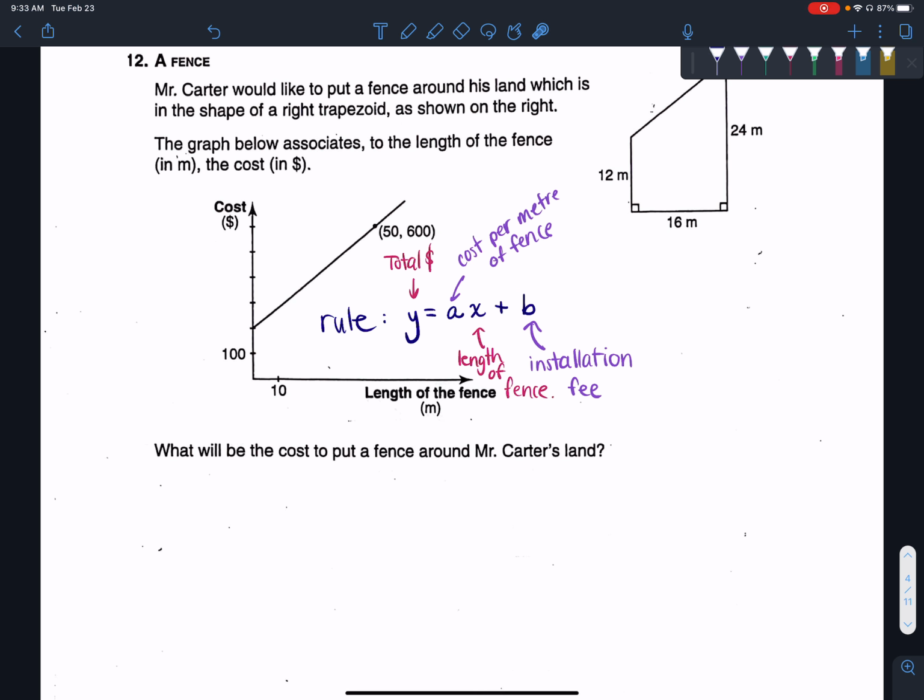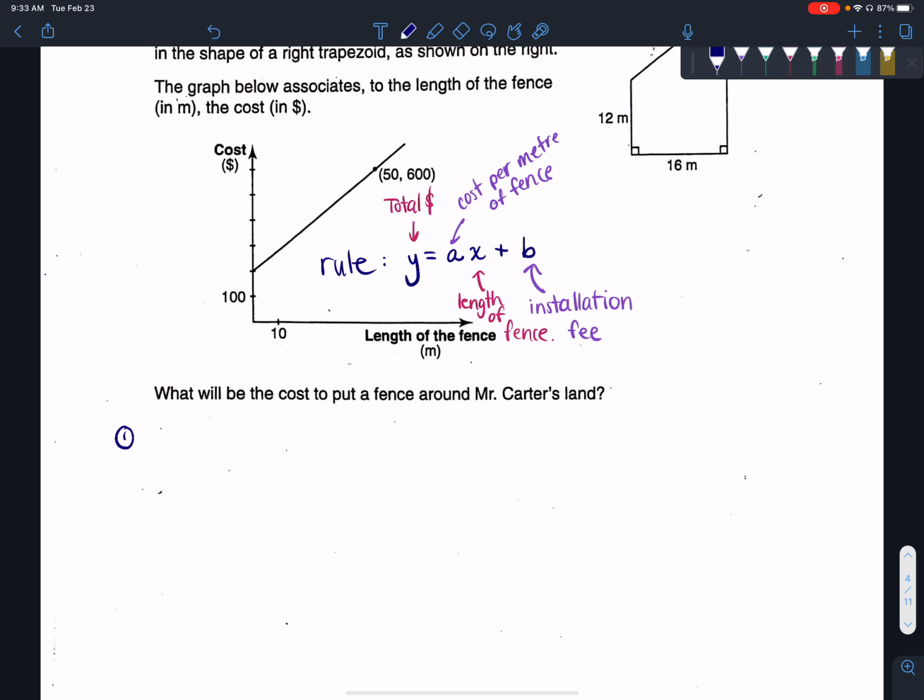So our first step, and you can do this in a couple of different orders, it doesn't really matter how you find each individual piece, but we'll just go from left to right. So the first thing we're going to find is the cost per meter for the fence. And since that is represented by A, we're looking for the slope of the line. So we need to find what is the slope here.